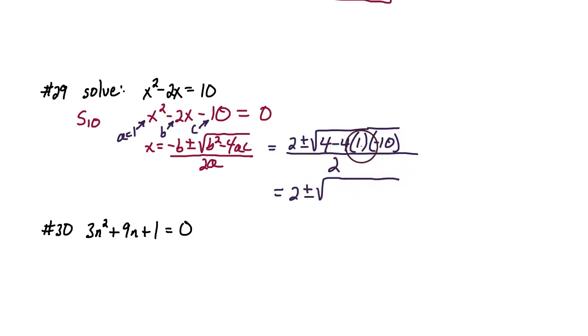Negative 4 times 1 times negative 10 makes positive 40. And 4 plus 40 becomes 44. That's all over 2. Now we can simplify this because 44 is the same thing as 4 times 11, and we can take the square root of 4. So we get 2 plus or minus 2 square root of 11 all over 2.